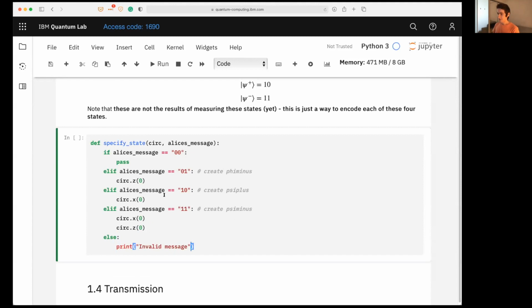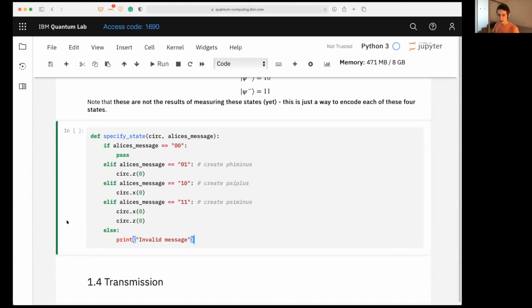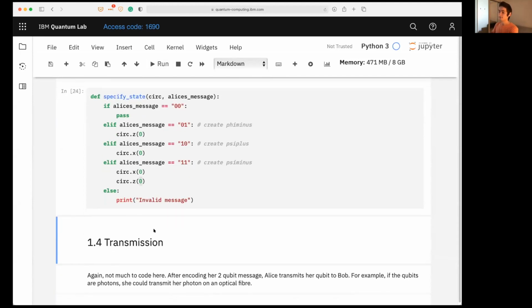OK, so this is step 3, the encode step. Like I said, definitely the most complicated one, in my opinion. But again, at a high level, Alice is going to have some message she wants to transmit. And note, everything we do in this circuit is only done on Alice's qubit. So Alice and Bob don't need to be together anymore because we never have to do anything to Bob's qubit. Everything in this step is only happening to Alice's qubit. OK, so I'm going to go ahead and run this. Again, nothing's going to happen because I just defined a function.